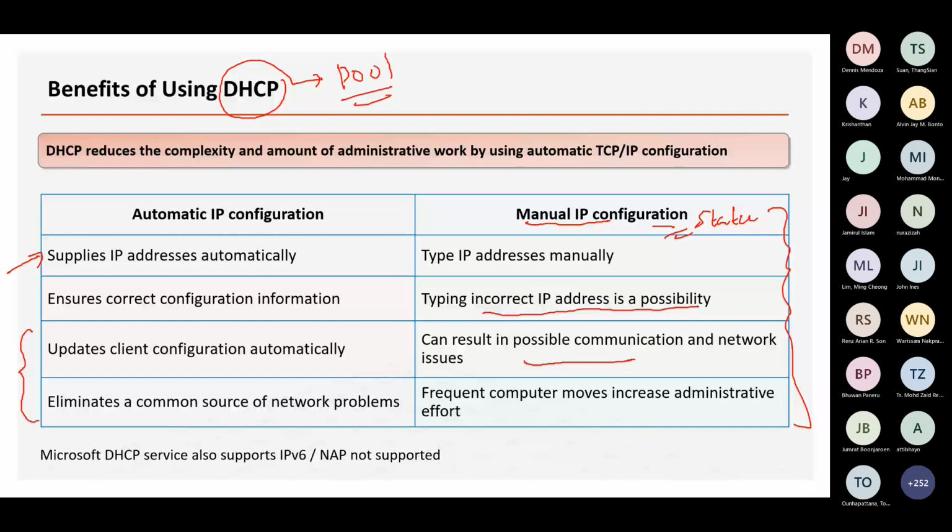When you go for a complex infrastructure, especially if you are working on 2019 or 2022, and you have a large number of clients available, you can go for a DHCP service. Now this DHCP service can be integrated with DNS, and it can be integrated with Active Directory also. So we'll see one by one.